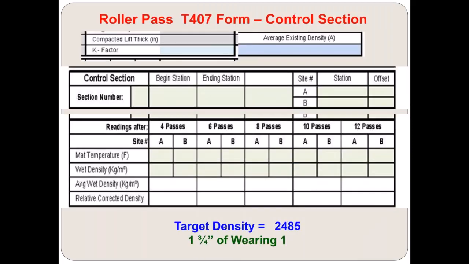Here's an expanded view. For this example, we're looking at 1 3/4 inches of wearing. So a 1 3/4 K factor is going to be 0.2194. From the example we had before, our average existing density is 2176. Our control section started at 1+00, went to 2+00. The station and offset of both test sites.